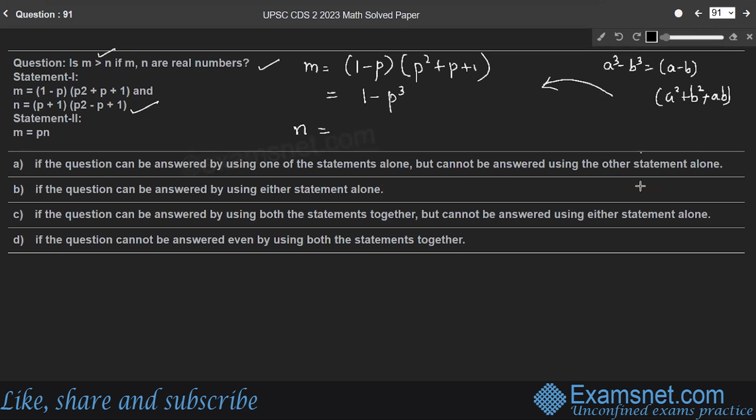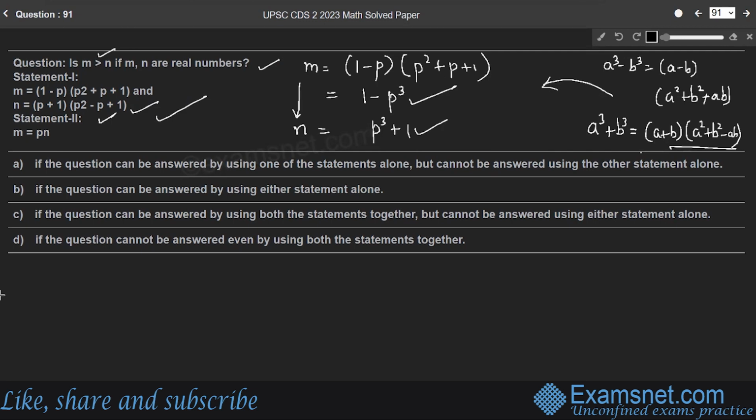Which is nothing but p cube plus 1, because of a cube plus b cube. The general identity says a plus b into a square plus b square minus ab. Right? Here n is in the form of (a plus b) into (a square minus ab plus b square). So here a is p, b is 1. Therefore, n is equal to a cube plus b cube, which is p cube plus 1, and m is equal to 1 minus p cube.